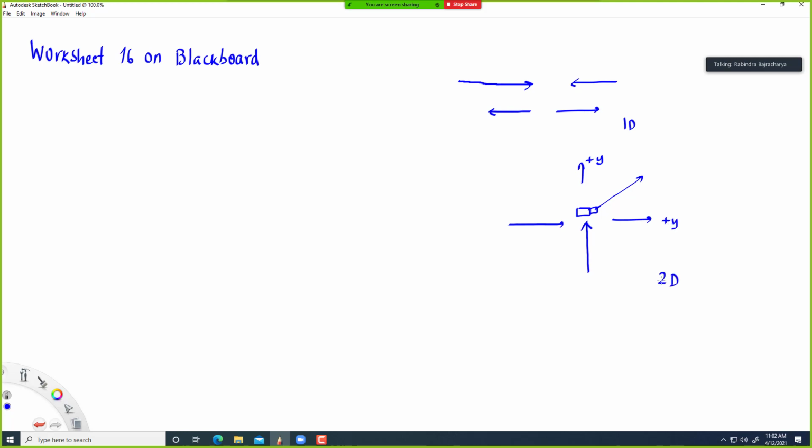Okay. So when we deal with a two-dimensional problem, we need to apply the conservation of momentum separately for x direction and y direction. So start with conservation of momentum in x direction. Exactly the same kind of problem as in one dimension, but here we need to do this two times. Conservation of momentum in x direction and then in y direction.